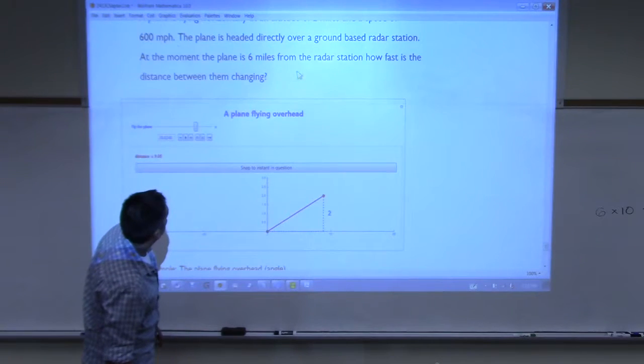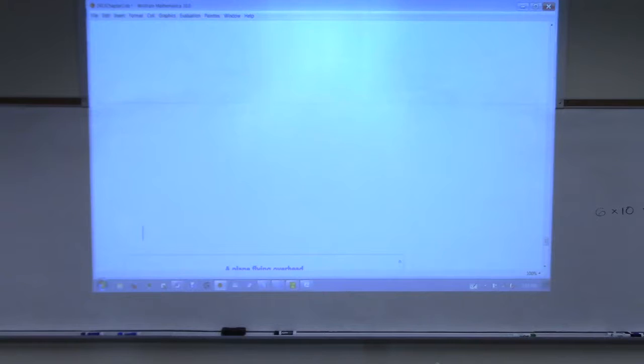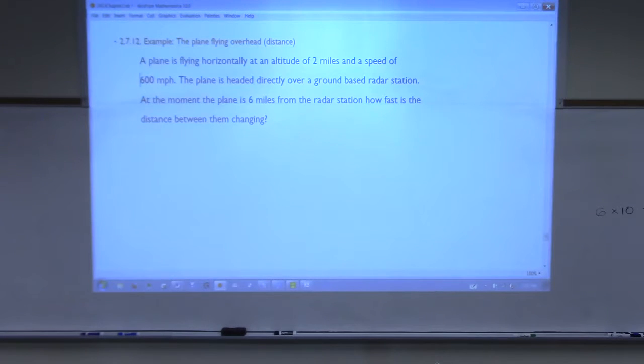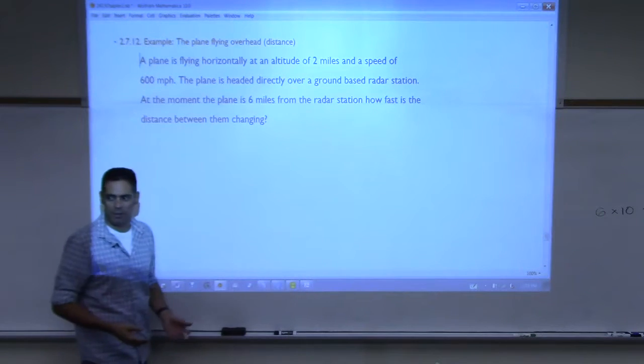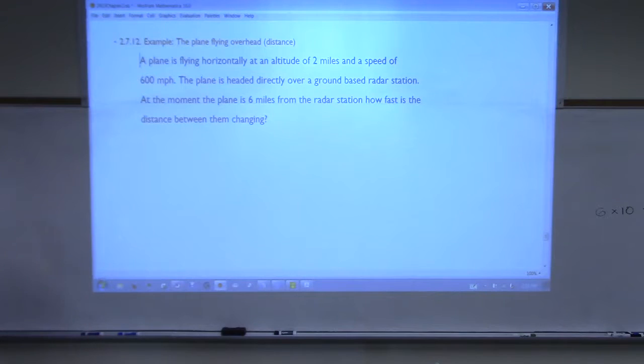So let's just put the word problem up here without the picture. The problems that you're seeing here are classic Cal 1 related rate problems. You know, the plane flying overhead problem. Everyone who's done Cal 1 knows this problem.